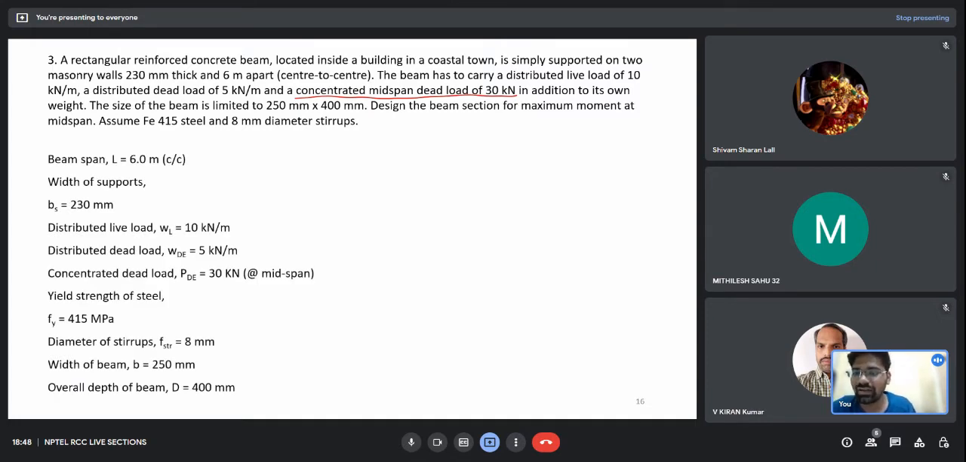So these are the given data: live load, dead load, central load. This is Fe and fck is also given. This is the stirrup. And b and d are also given. So they have already fixed the dimensions, but now I have to find the area of steel which is required. So let's see.